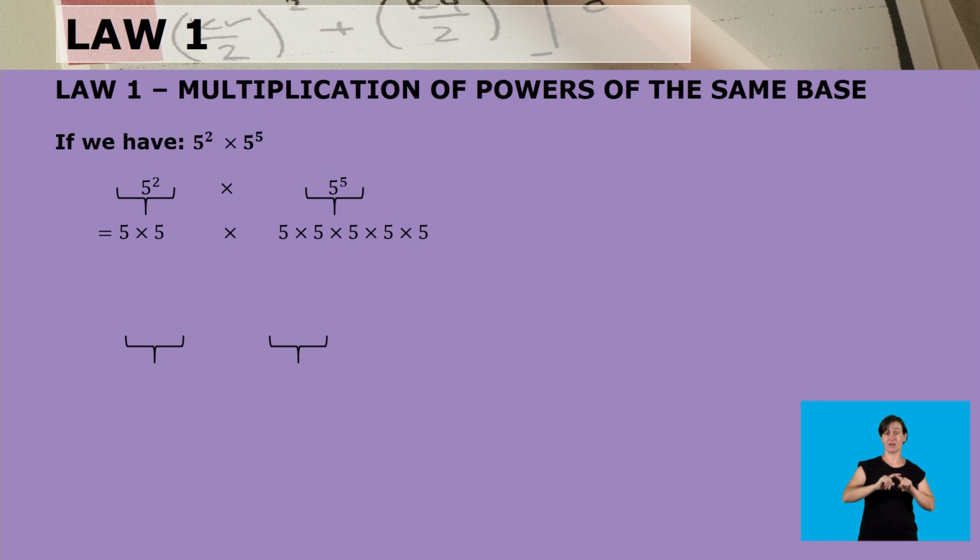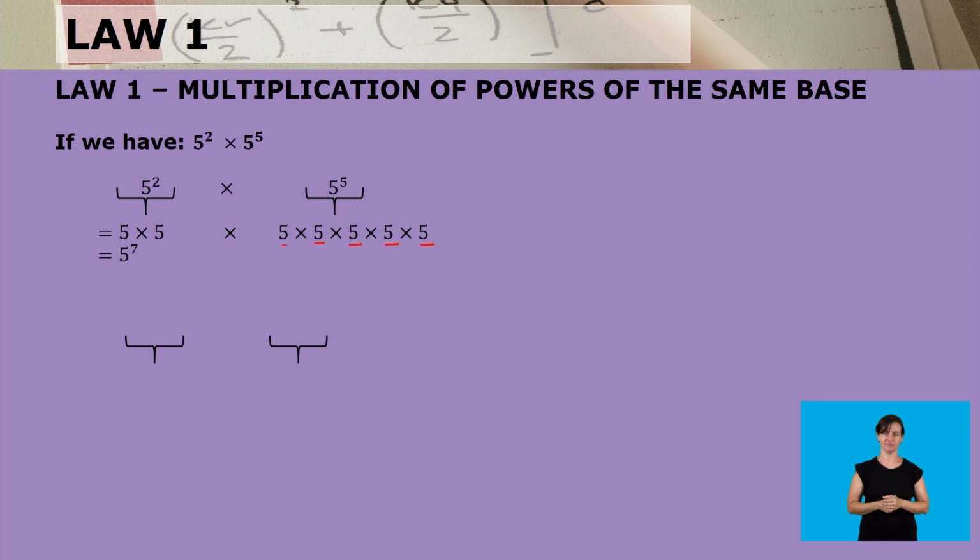That is going to be 5 times 5 times 5 times 5 times 5, because here 5 is multiplied by itself 4 times. Now, what is our answer going to be here? How many 5s do we have in total? If you are counting 7, then you are absolutely correct. That is why our answer is going to be 5 exponent 7.